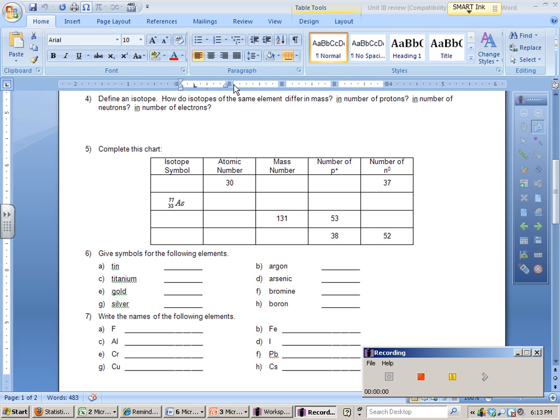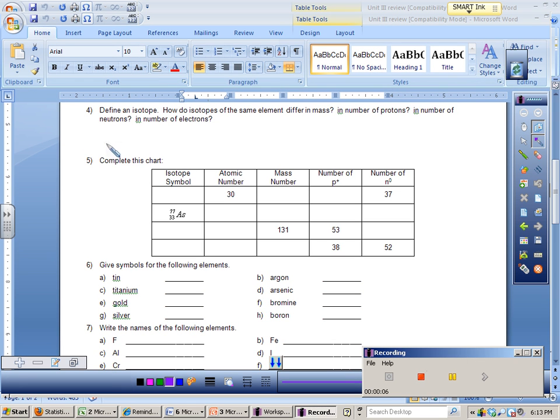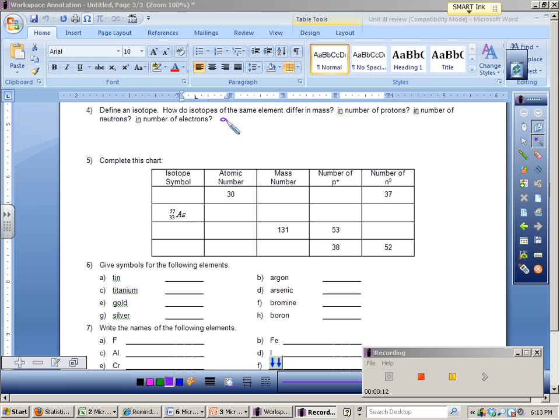Okay, in question number 4, they're asking us to define an isotope. When we define an isotope, we will say that an isotope is when we have atoms of the same element that differ in their mass number.